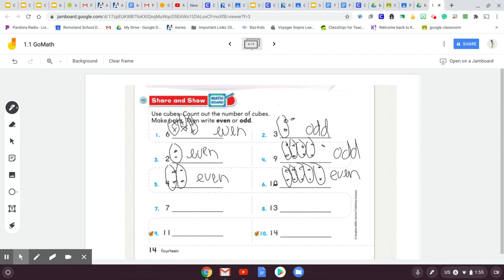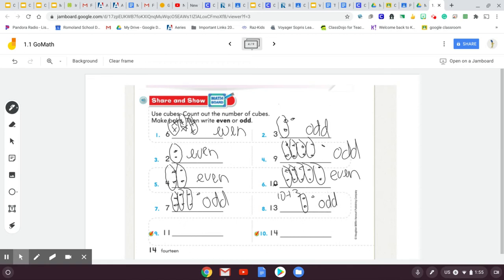Okay, number 7. Let's do this. 1, 2, 3, 4, 5, 6, 7. And again, I'm going to pair up my numbers. Try to make them neat so you can see, oh, that's an odd man out, so that's going to be odd. The number 13. I know that breaks down to a 10 plus 3. 10 is always going to be even, so I'm just going to do my array for 3. 1, 2, 3. That is going to be odd.